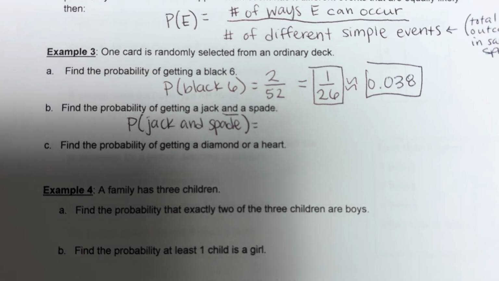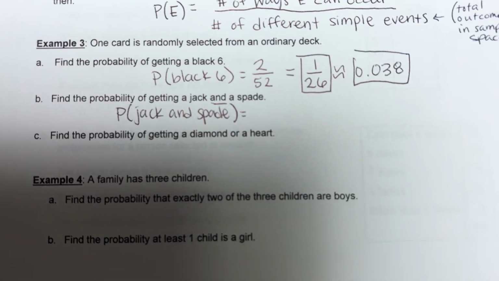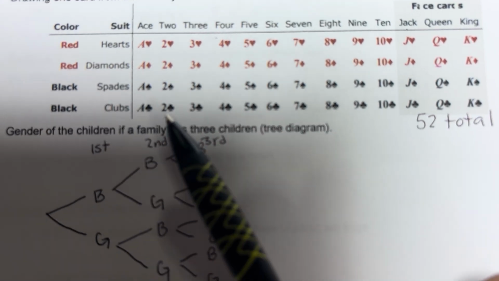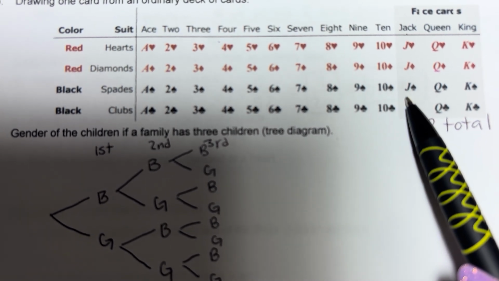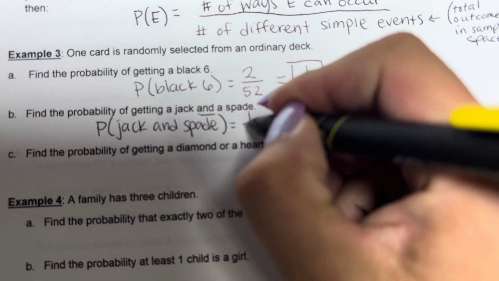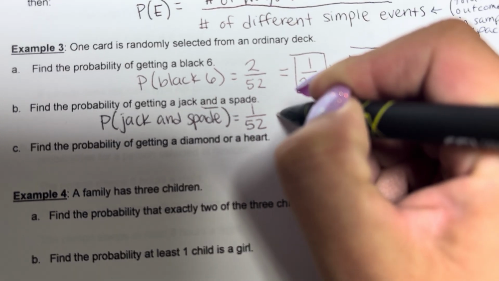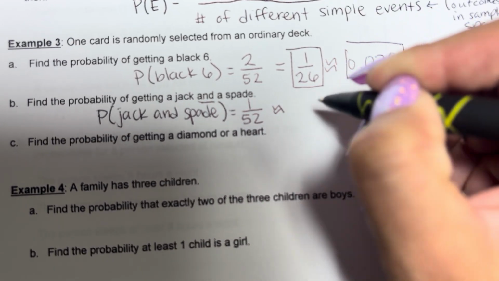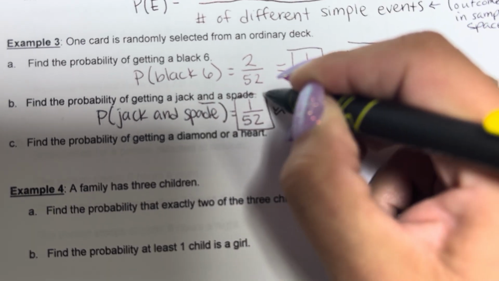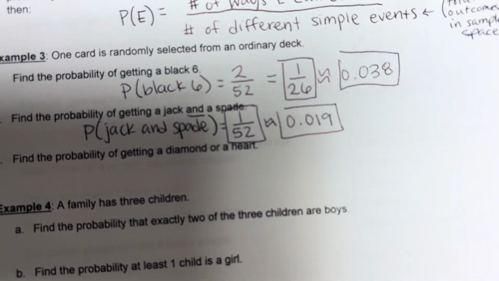Okay, that would be the jack of spades, right? How many jack of spades do we have? Okay, that would be just this 1 out of 52. All right, so that'd be 1 out of 52. We can't simplify that, but the answer to that would be 0.019. Okay, so this would be in fraction form. This would be in decimal form.